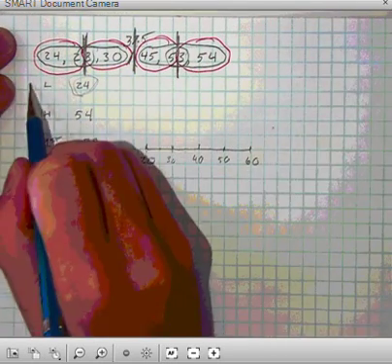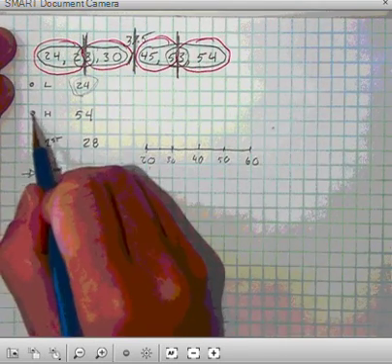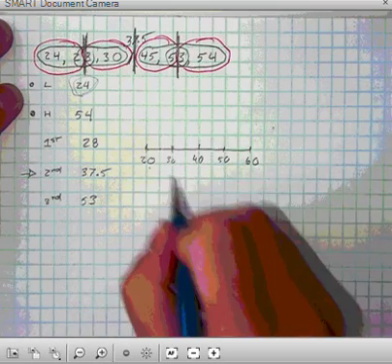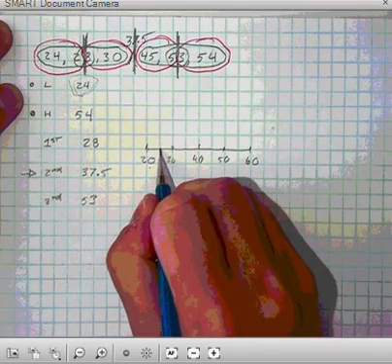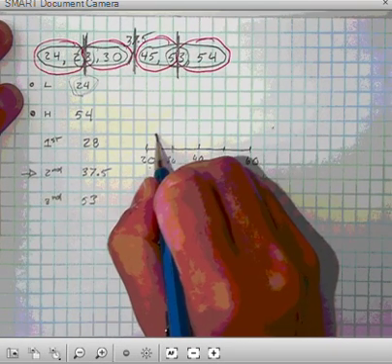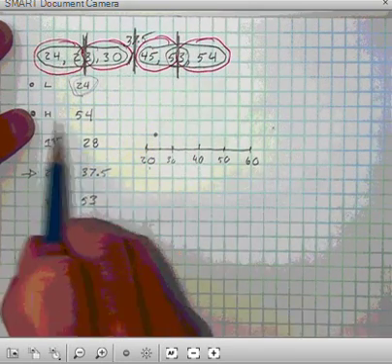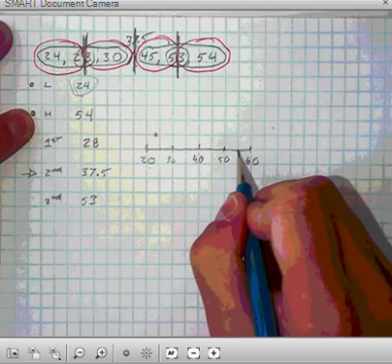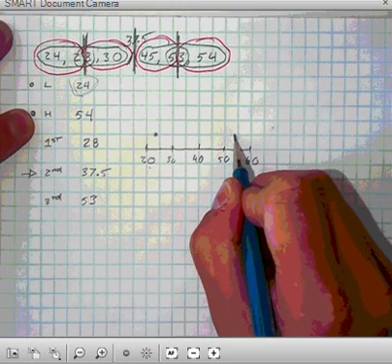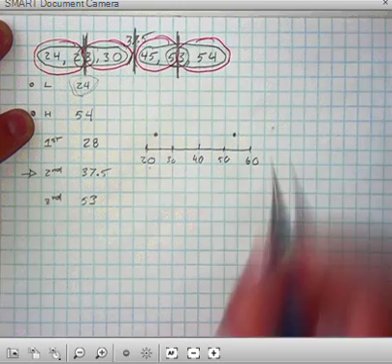You graph your lowest value and your highest value with a dot. My lowest value is 24. There's 25, so 24 is right below it. I'm just going to put a dot up above there. Then I'm going to go to the highest value, which is 54. 55 is right there. 54 is going to be just in front of that.